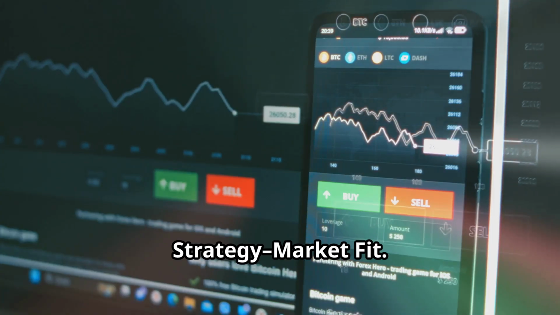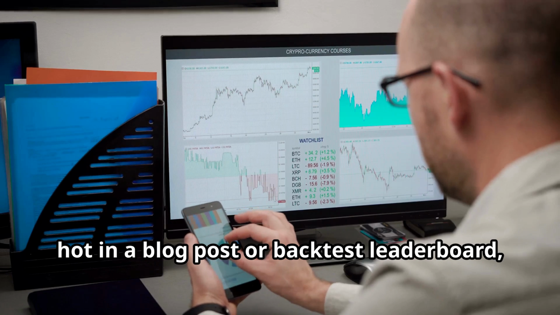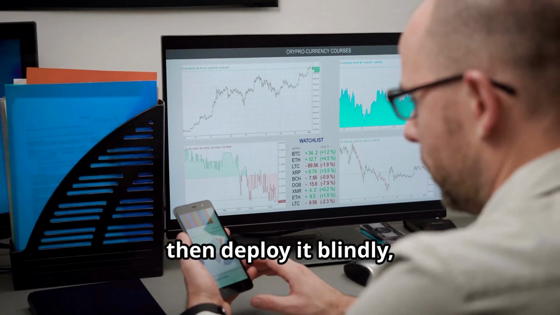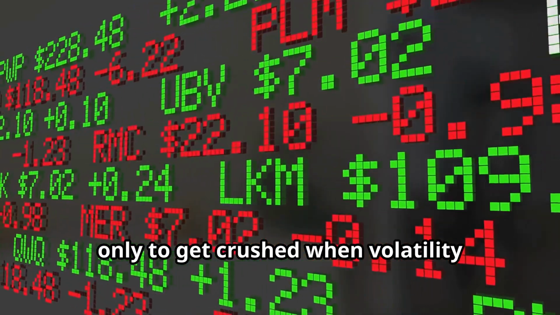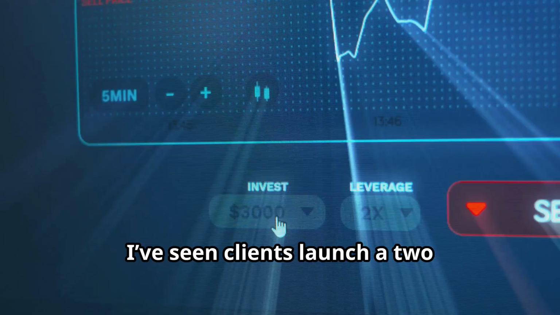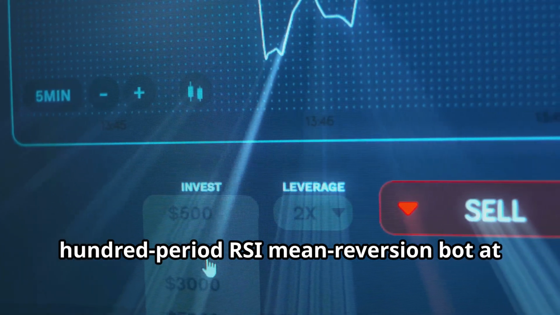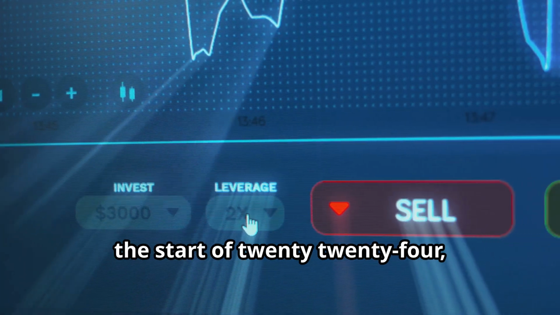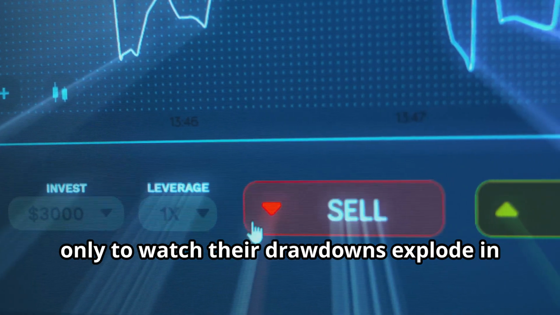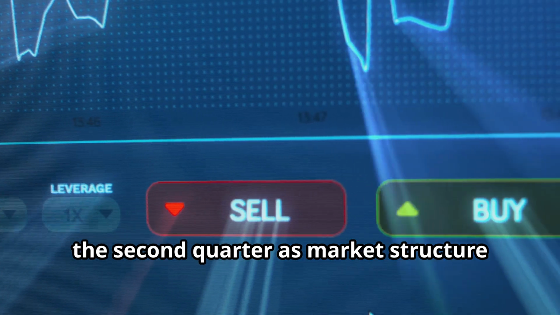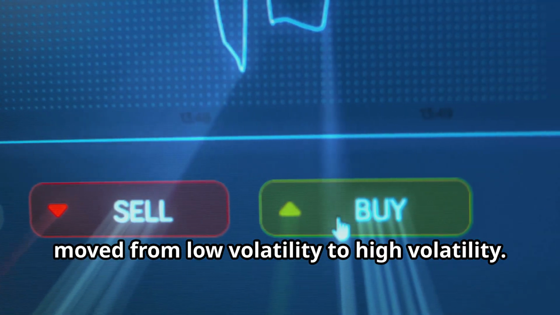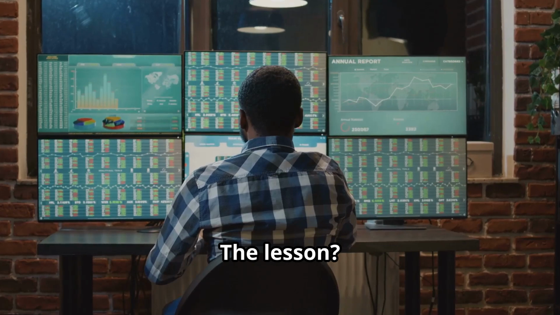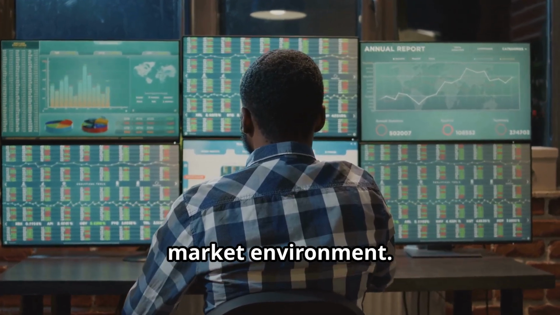Strategy market fit. Most traders pick a strategy because it's hot in a blog post or backtest leaderboard, then deploy it blindly, only to get crushed when volatility spikes or regimes shift. I've seen clients launch a 200-period RSI mean reversion bot at the start of 2024, only to watch their drawdowns explode in the second quarter as market structure moved from low volatility to high volatility. The lesson? Your strategy must match the current market environment.